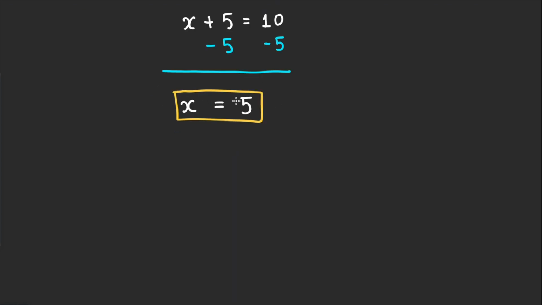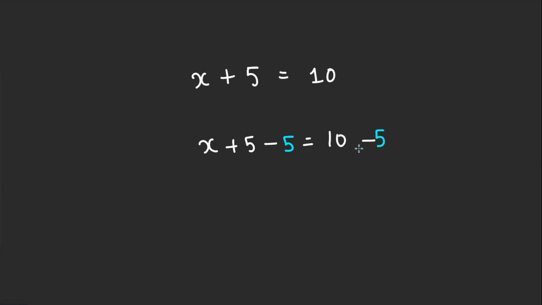Let's check our answer. If x equals 5, then the original equation becomes 5 plus 5 equals 10. And that's true. So our answer is correct.